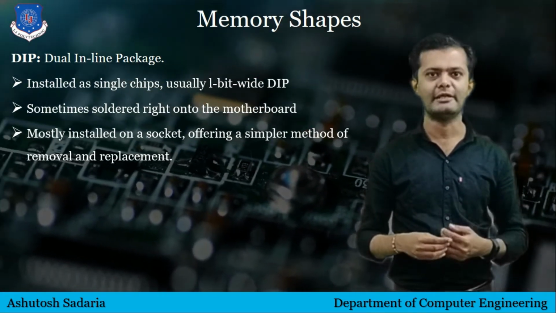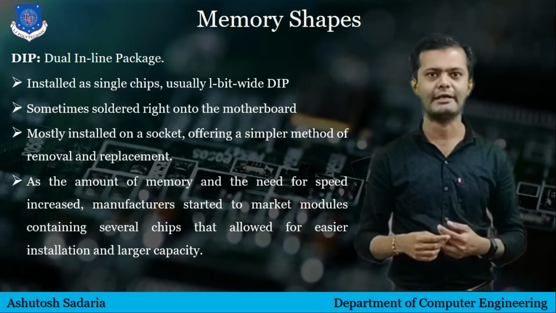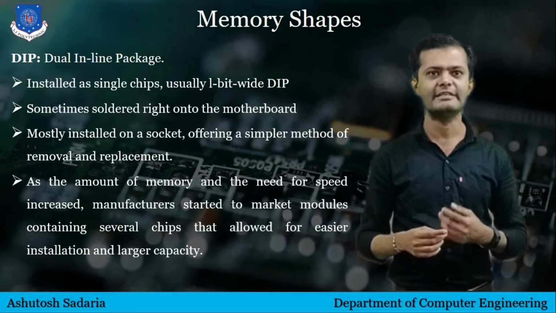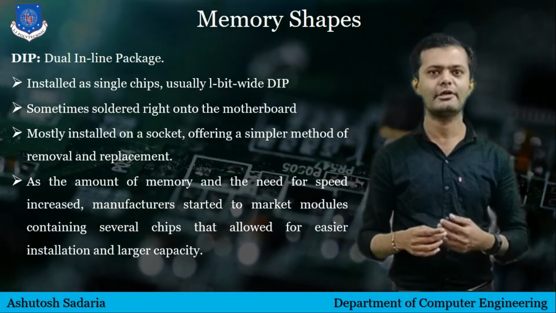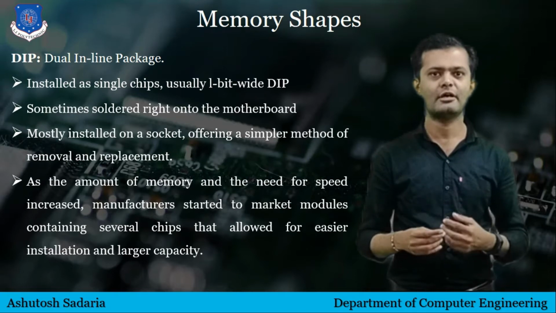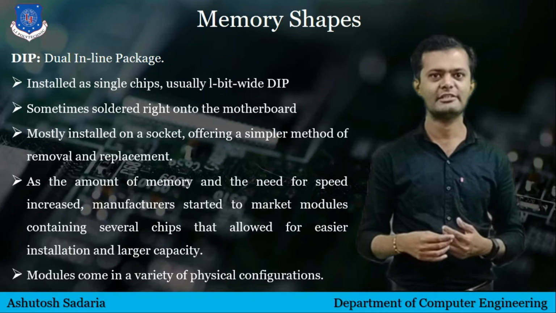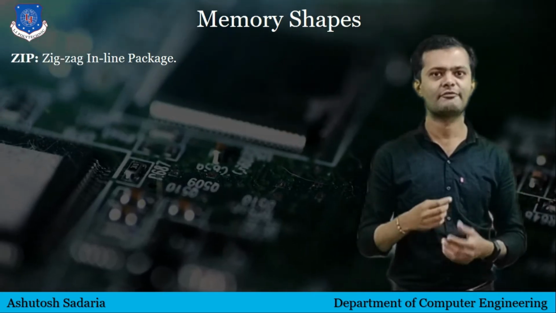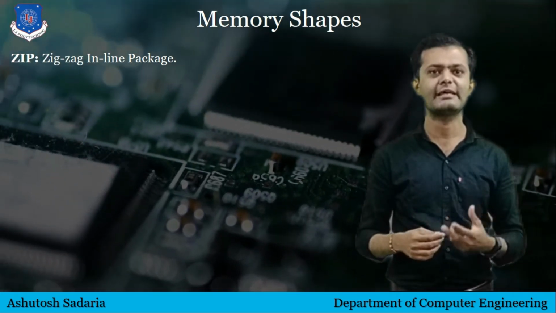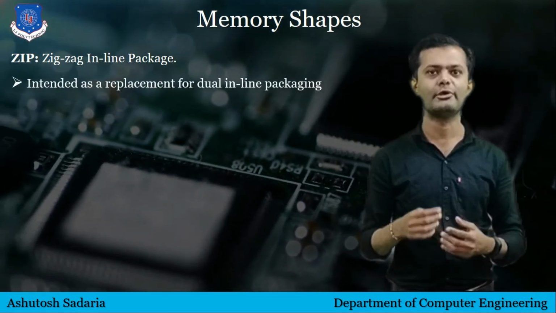As the amount of memory and the need for speed increased, manufacturers started to market modules containing several chips that allowed for easier installation and larger capacity. These modules come in a variety of physical configurations. The second such configuration is ZIP. The full form of ZIP is Zig-Zag Inline Package. It was intended as a replacement for dual inline packaging.